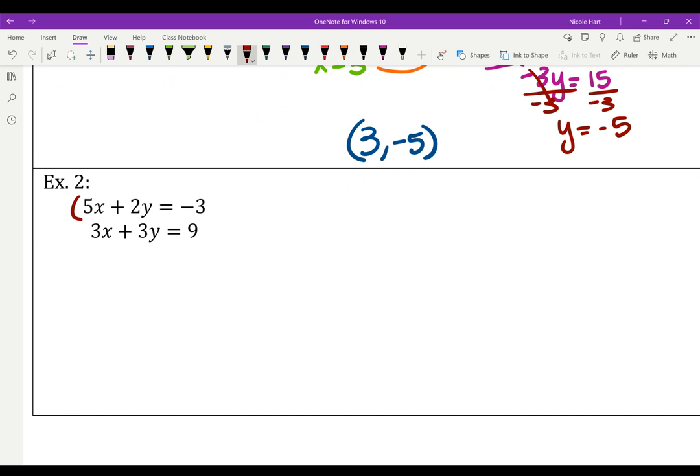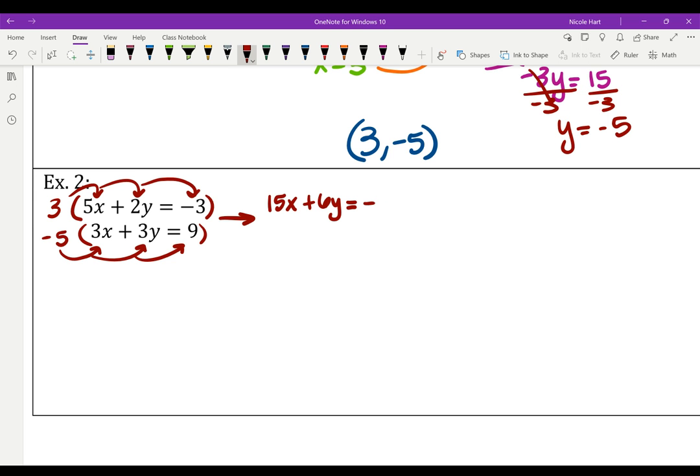So I'm going to multiply the first equation by 3, and then the second equation I'm going to multiply by negative 5, because 3 and 5 both have 15 in common. So I'm going to distribute on both equations and rewrite this. 3 times 5 is 15x. 3 times 2 is 6y. And 3 times negative 3 is negative 9. And the second equation, the bottom one, negative 5 times 3 gives us negative 15x. Negative 5 times 3 is again negative 15y. And then negative 5 times 9 is negative 45.